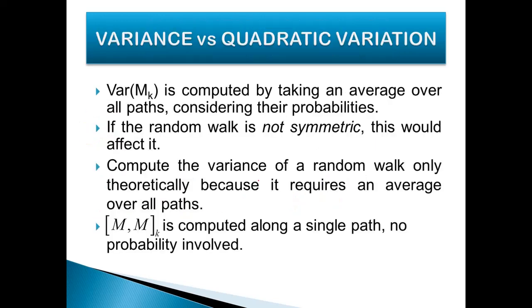But what's the difference? The difference is that, as you can see, when we consider the variance, we consider the probability, but when we consider the quadratic variation, we don't consider the probability. So as you can see from here, if the random walk is not symmetric, this would affect the variance. The variance is computed for the random walk only theoretically, because it requires an average over all paths. But [M,M]_k is computed along a single path, no probability involved. That's the main difference between variance and quadratic variation.